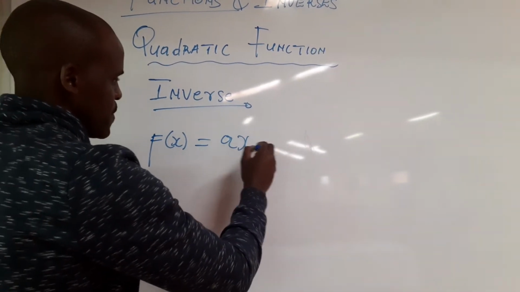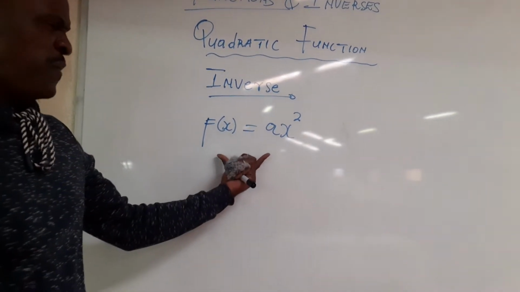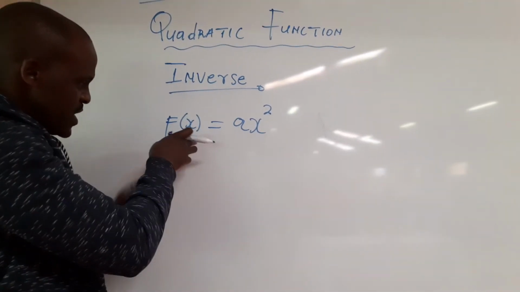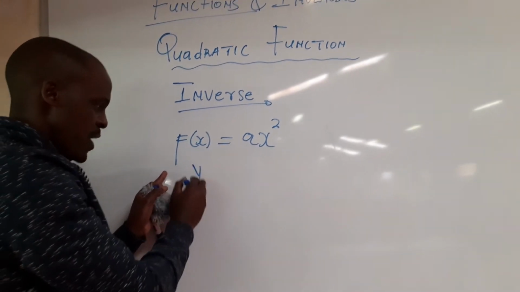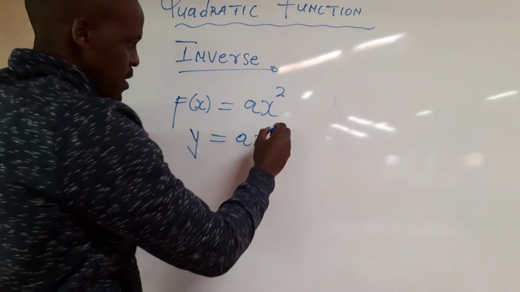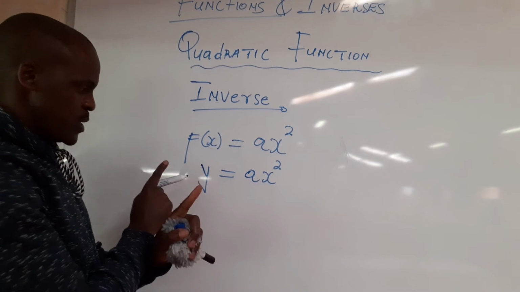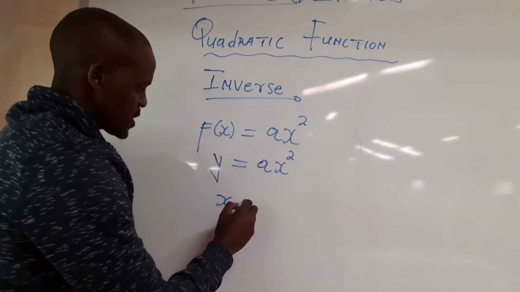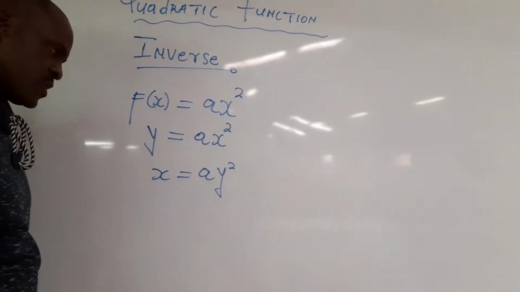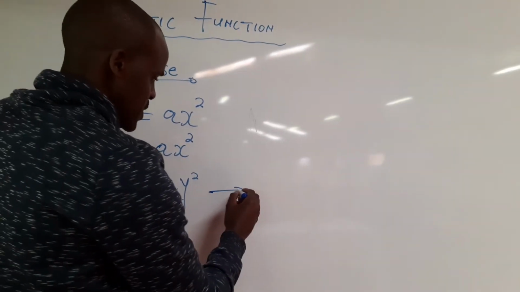It's ax squared. Right? If you are to write the inverse, remember, we are to firstly write f as y, because this is y. It's y equals ax squared. And then after, we swap the points. x is equal to ay squared. And then from there, this is our inverse.